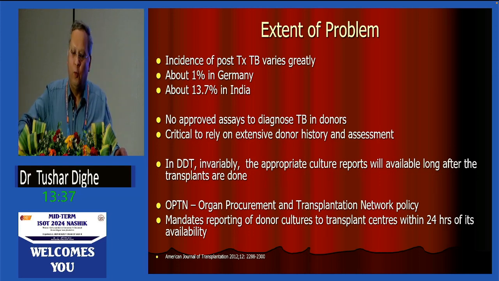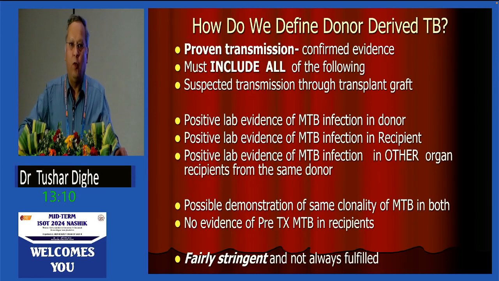There are no approved assays to diagnose TB in donors, so it is critical to rely on donor history and donor assessment. In deceased donor transplants, invariably, the appropriate culture reports will be available long after the transplants are done. The Organ Procurement and Transplantation Network policy mandates that donor culture results be reported to the transplant center within 24 hours of availability. So how do we define donor-derived TB?